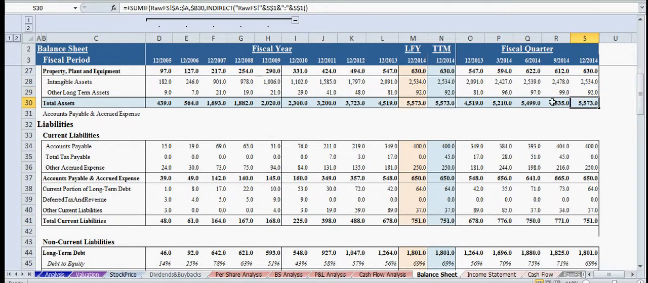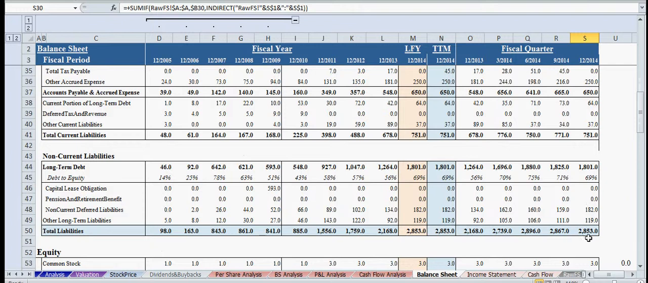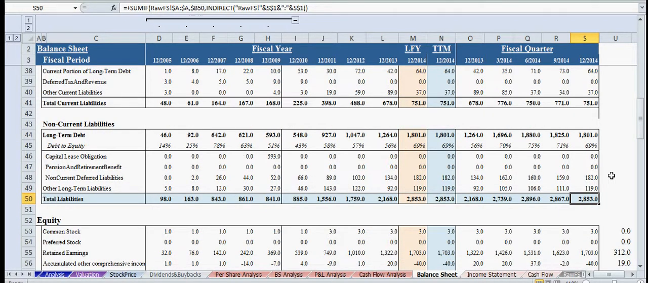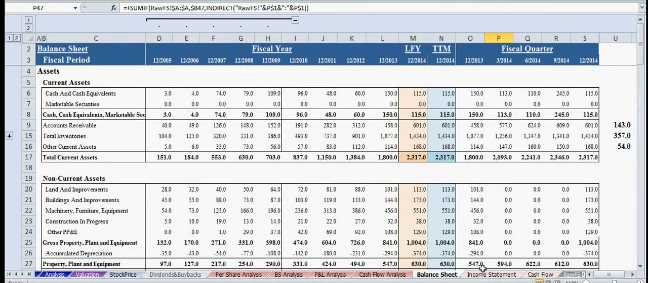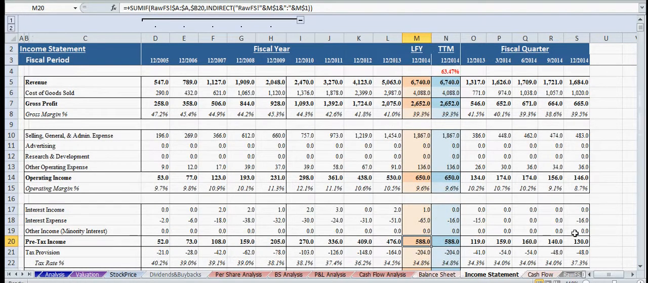Wow, total assets of $5,573 to total liabilities of $2,853. So this company, just off of the first glance, does have some pretty good financial metrics, and it would actually be something I would want to add to my watch list. Now, you don't make a buy decision necessarily off your first glance. You need to go in and do your due diligence.